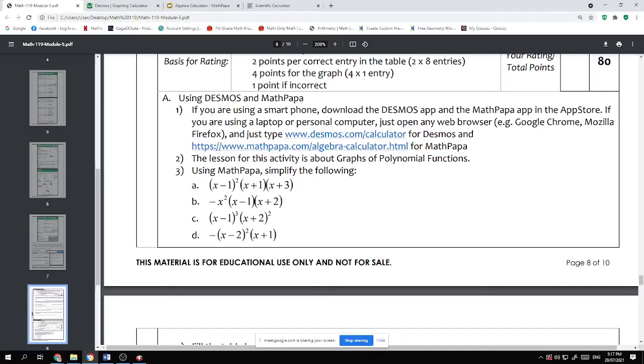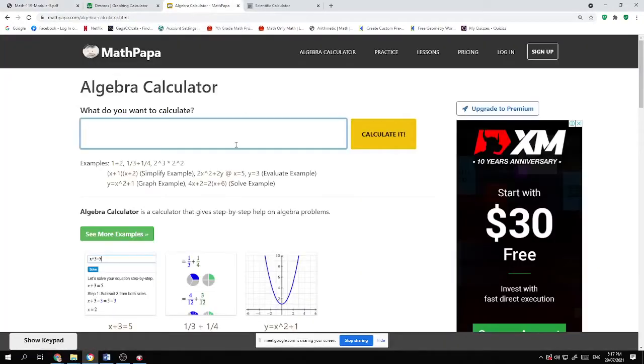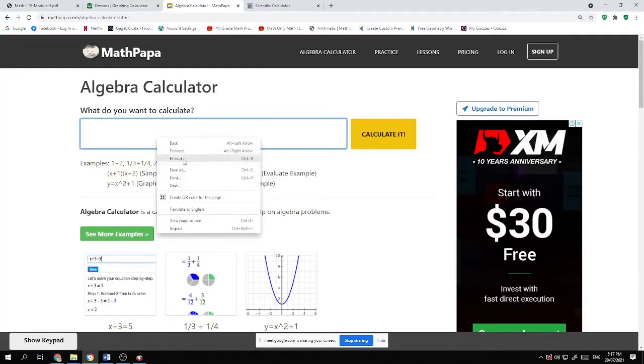If you're using a smartphone, download the Desmos app and the Math Papa app in the App Store. If you're using a laptop or a personal computer, these are the links. And then, the lesson here is about graphs of polynomial functions. So, just like what we did earlier, I'm going to be showing you using Math Papa this time. So, I'm going to copy this one. And this is Math Papa. I'm going to paste that over here.